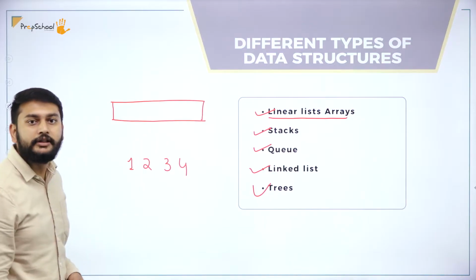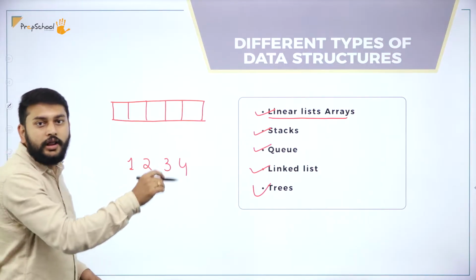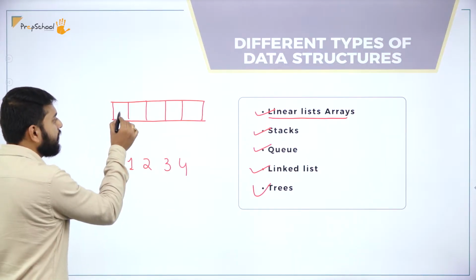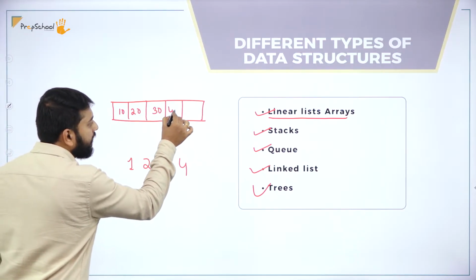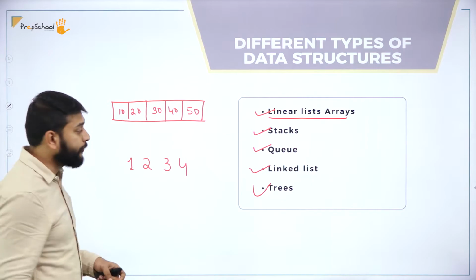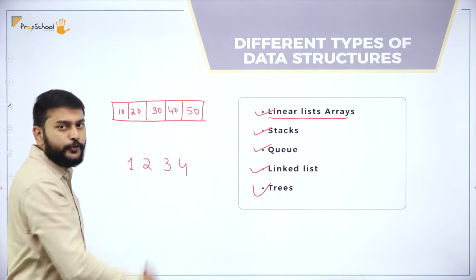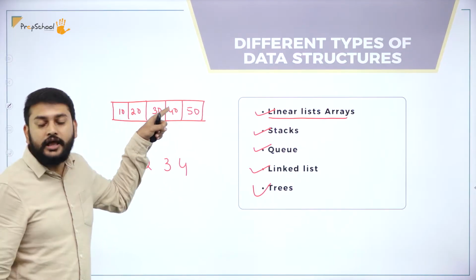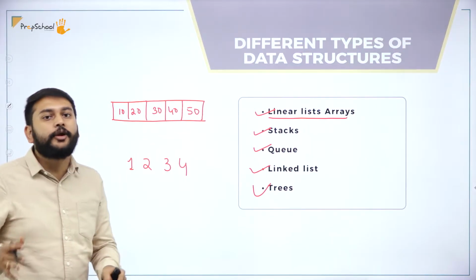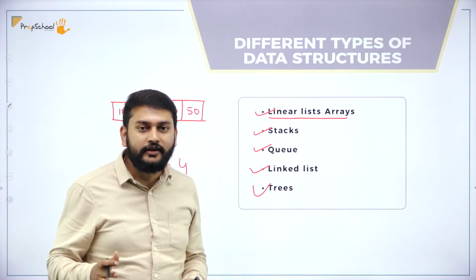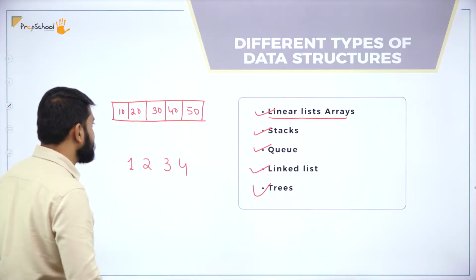What exactly will happen in the array? I will be storing the data one by one. For example, I'll be storing something like this: 10, 20, 30, 40, 50. I am not supposed to leave space here, and then store the value later. That is what we call a continuous allocation of memory for the data. That is what you need to understand.